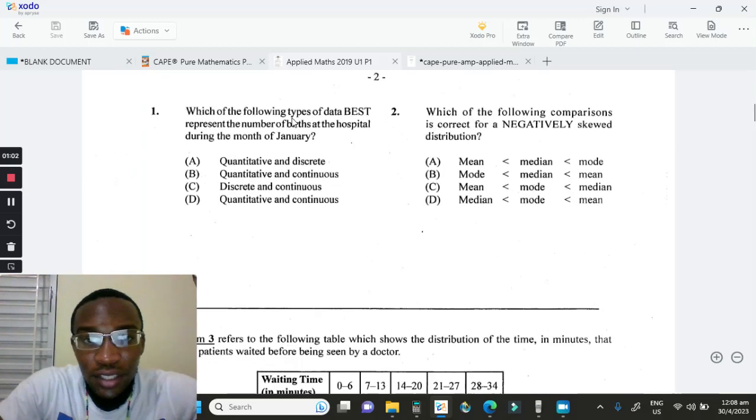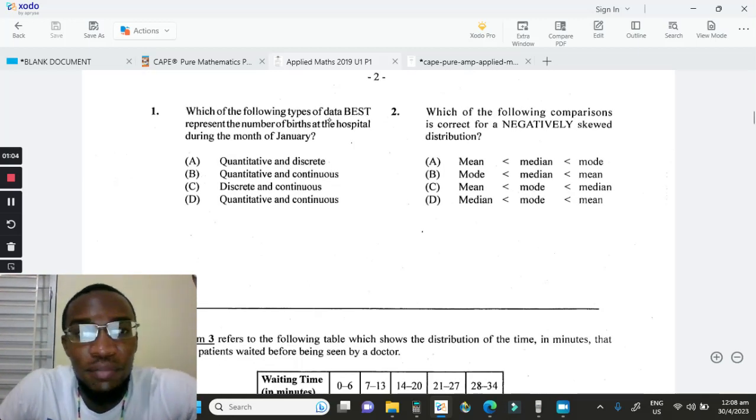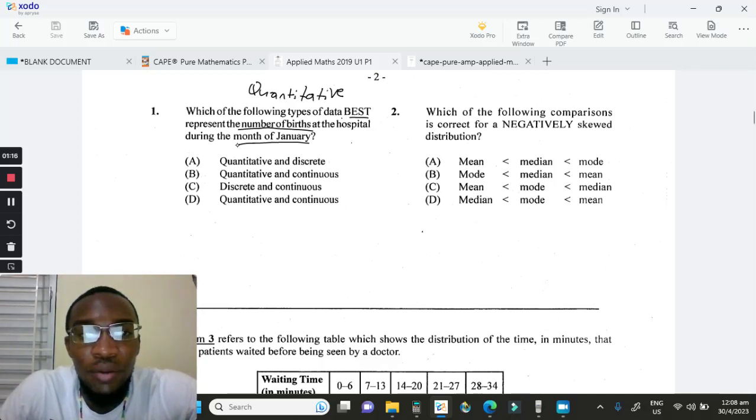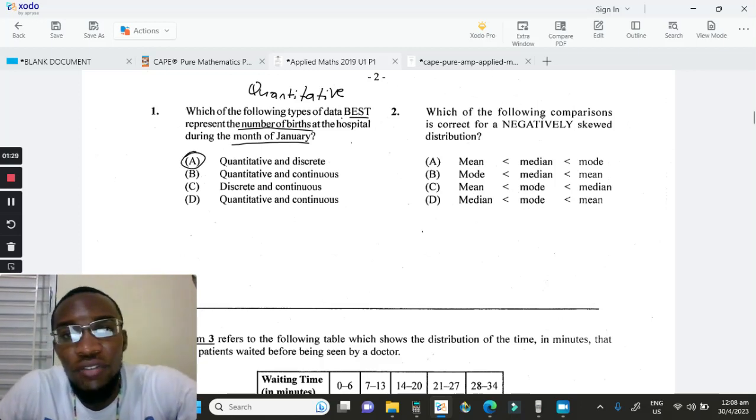So it says here, which of the following types of data best describes number of birds? When you hear number, it's quantitative. Also it says during the month of January. Once you're getting finite values, it's what we call discrete. So it's quantitative and discrete. That's option A.